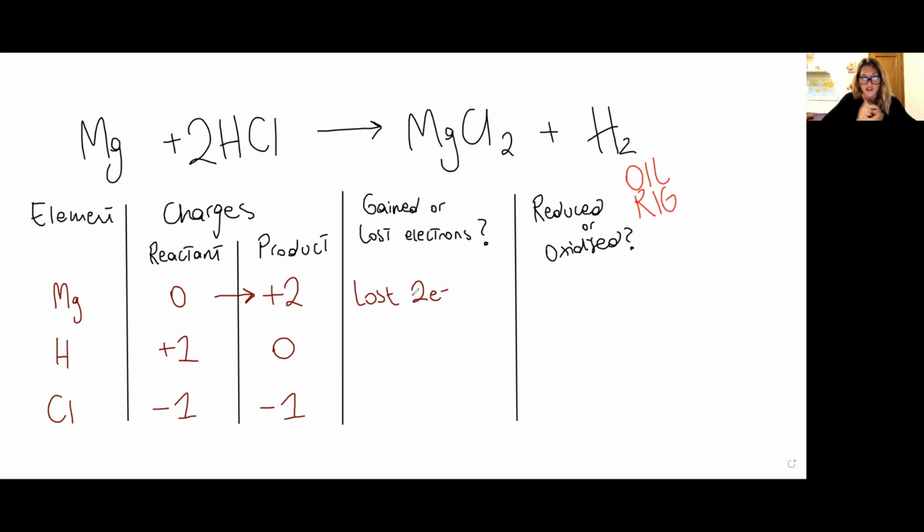So if we look at hydrogen, we go from a charge of +1 to 0. What does that mean? Well, +1 goes to 0, less positive. It means that it has gained electrons. In this case, it has gained 1 electron. Chlorine, nothing, so it doesn't matter. Reduced or oxidized? Oxidation is loss. Magnesium has lost electrons, so it's oxidized. Reduction is gain. Hydrogen has gained electrons, so it's been reduced.